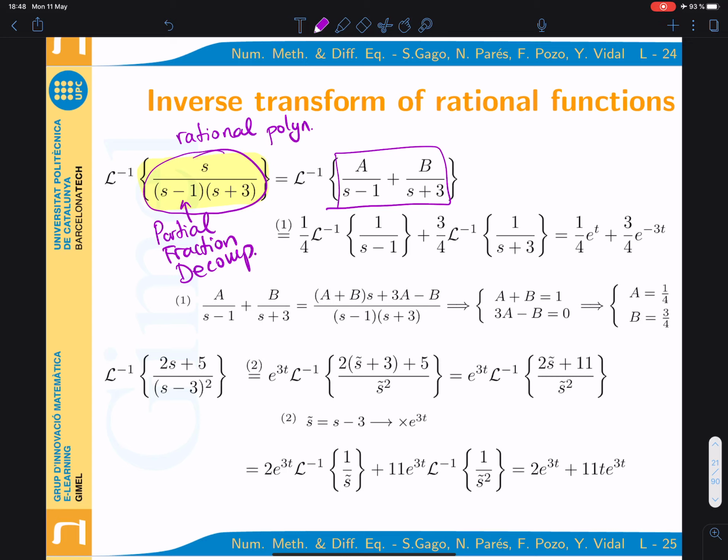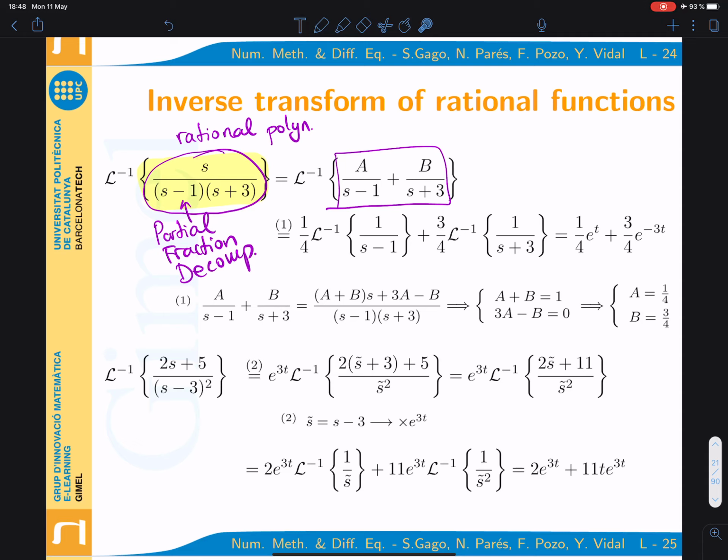Here we have this rational polynomial. As there are simple roots in the denominator, we will decompose it using this structure, okay? And we will find the value of A, the value of B. You can check your notes of Calculus 1 to do that. And when you do so, you will find the value of A, which will be 1 over 4, and you will find the value of B, which will be 3 over 4.